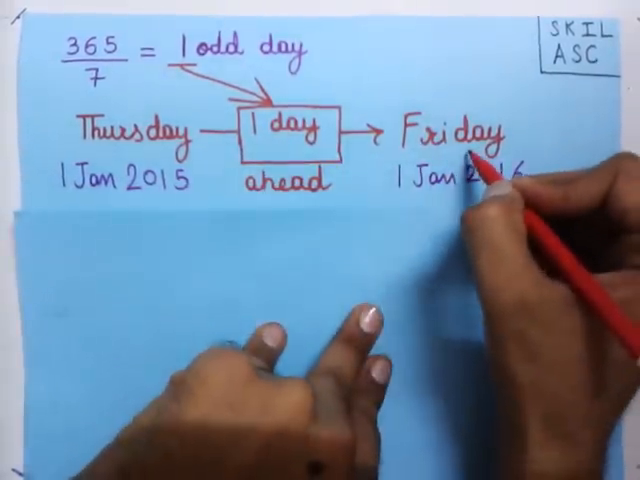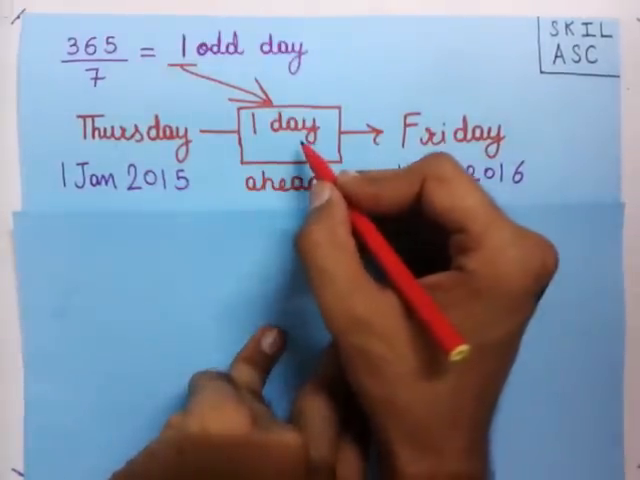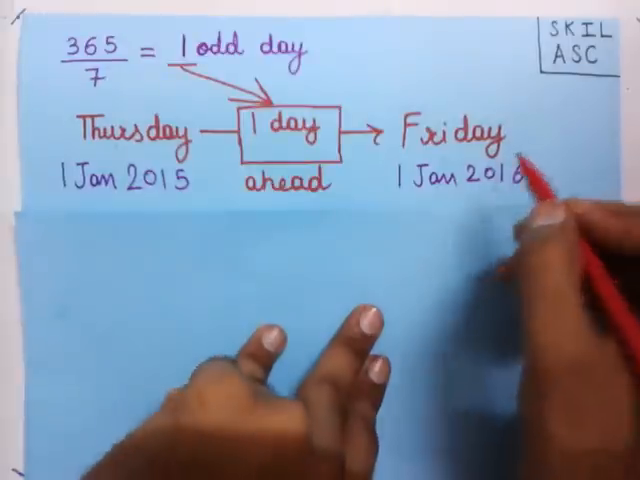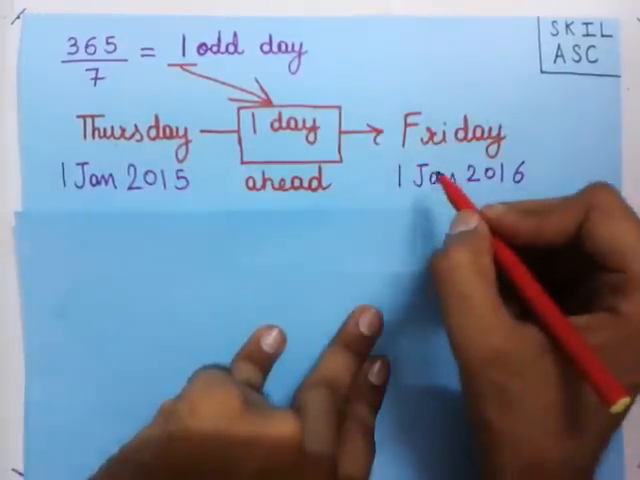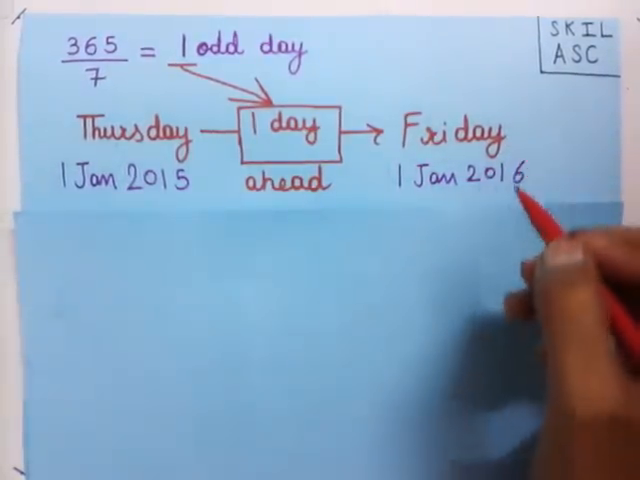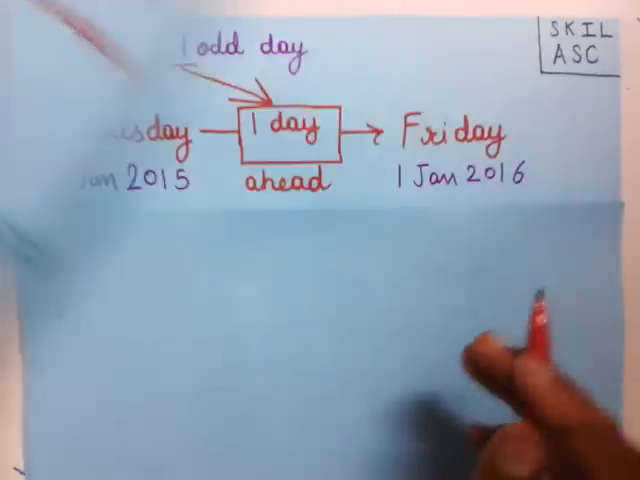And this is our final answer. We reached this date, we have gone 1 day ahead of this day, and we find Friday. So Friday is our answer. So the day on 1st January of 2016 is Friday. Okay. So we can say that the day on this date is Friday.